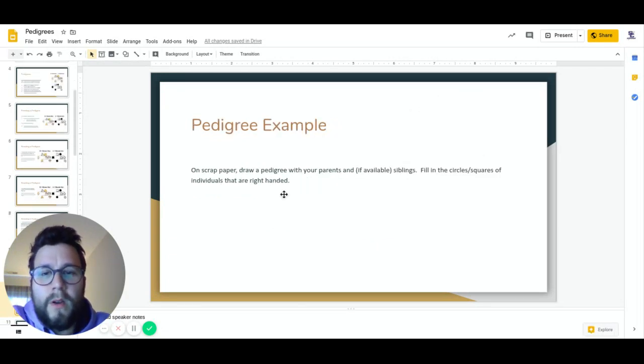So on a scrap paper, draw a pedigree with your parents, and if you have any, your siblings. Fill in the circles and squares for whoever's right-handed. Just practice, make a pedigree with dad, mom, and you and your siblings if you have them. Just for practice, if you can. If not, don't worry about it. We're just going to move on. If you want to do that, go ahead and pause and catch back up later.